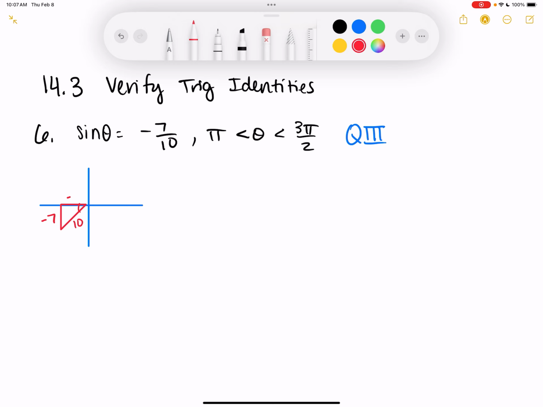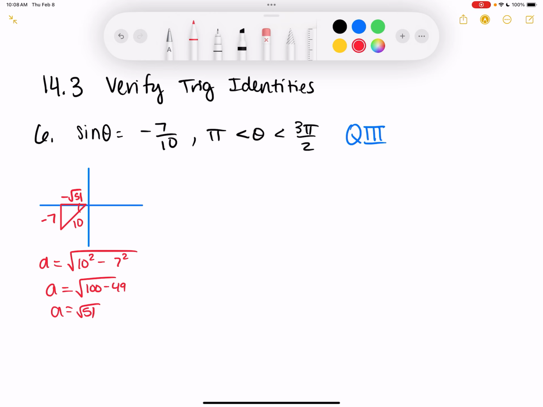So what might I use to find the third side? Yep, Pythagorean theorem. So this is going to be a equals the square root of 10 squared minus 7 squared. Okay, so I'm just manipulating the formula to save writing. So this is the square root of 100 minus 49, or the square root of 51. So it's negative square root of 51. Write that a little bigger for that side.